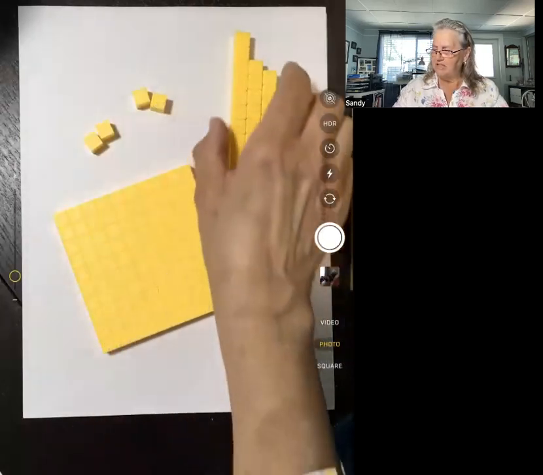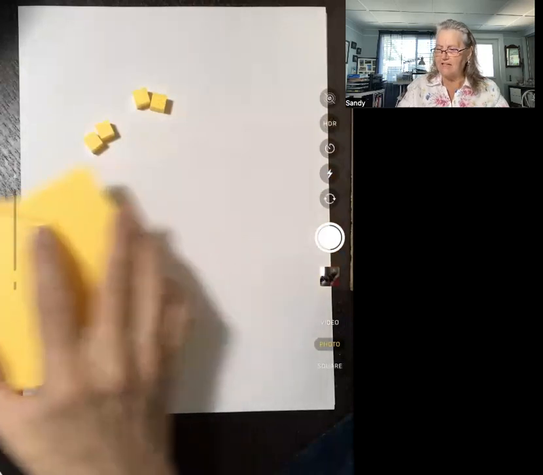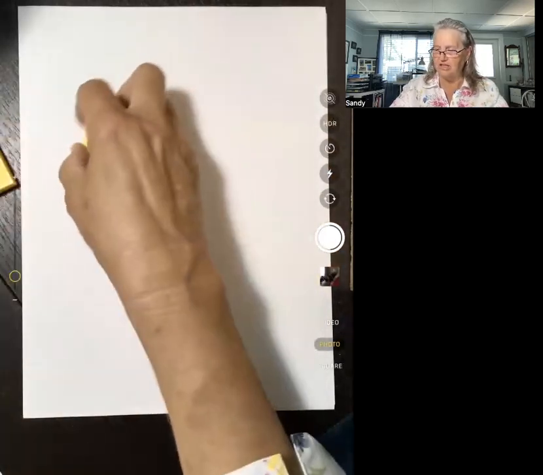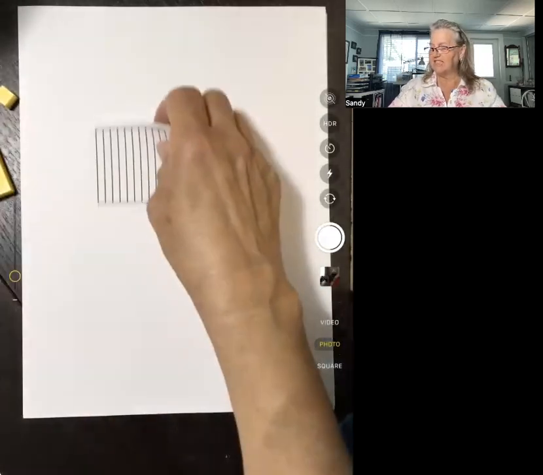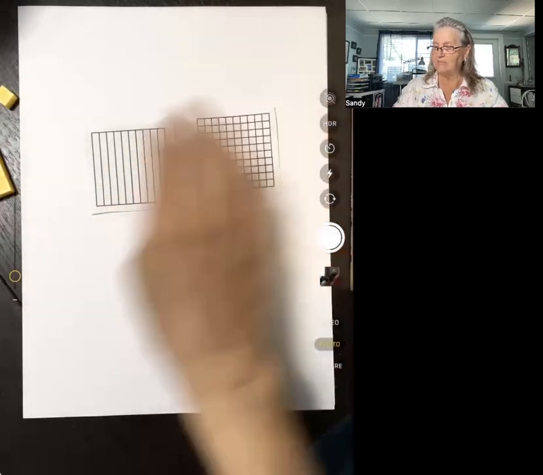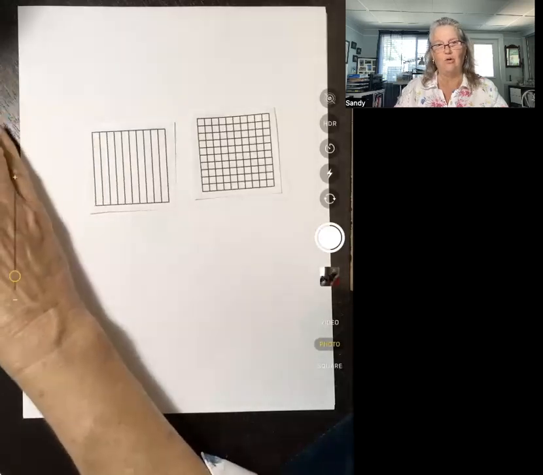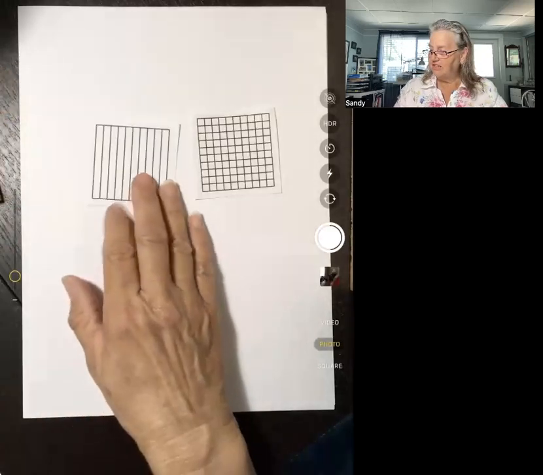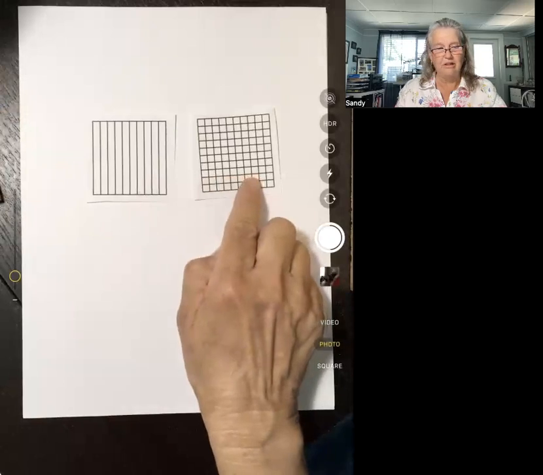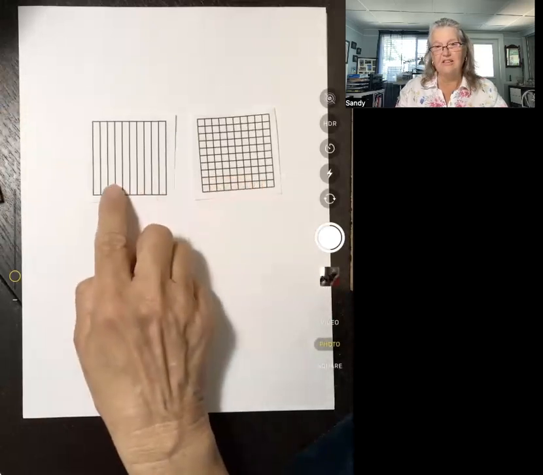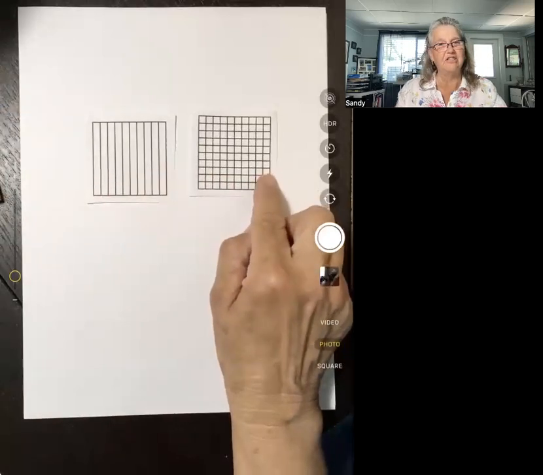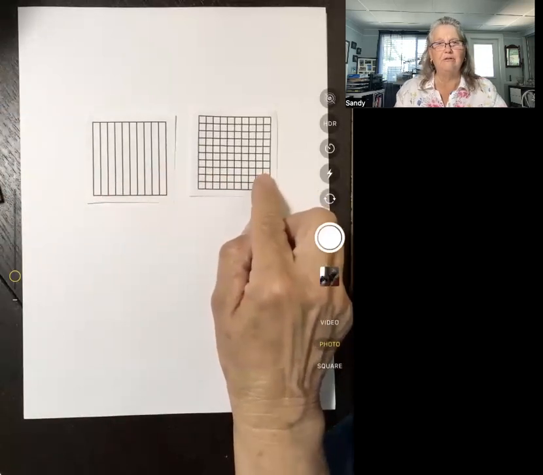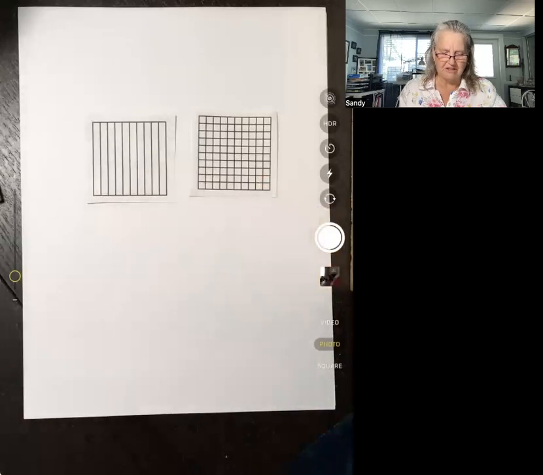The problem is when we start to look at fractions and think about the wholes and the parts, we really need to be able to compare same size whole. It has meaning in relation to the whole. So if you notice, same size whole, but I've got here a whole divided into tenths, and here the whole divided into hundredths.